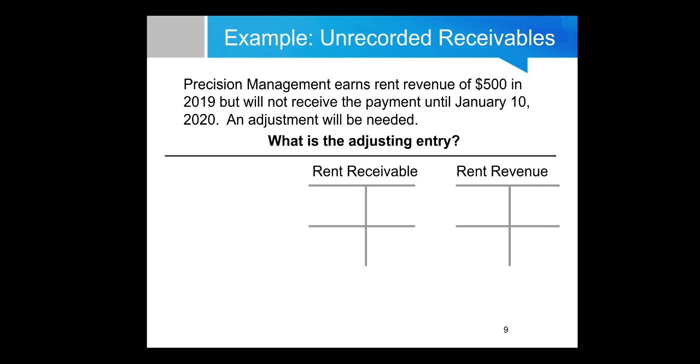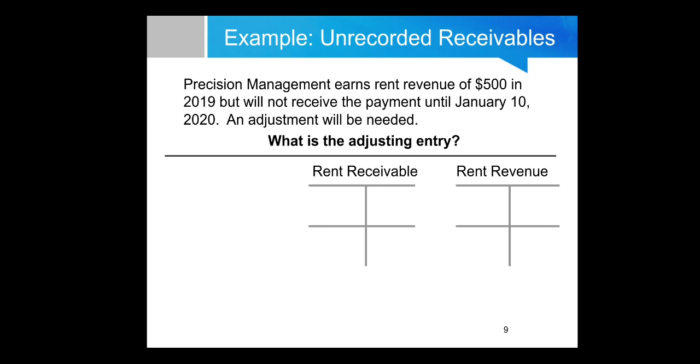The thing that had happened is the business earns rent revenue of $500. It means that the business has a building, and the building is rented by somebody. In December 2019, the building has been rented by somebody. But the person who rented the building will pay the rental on January 10, 2020. So now an adjustment will be needed.